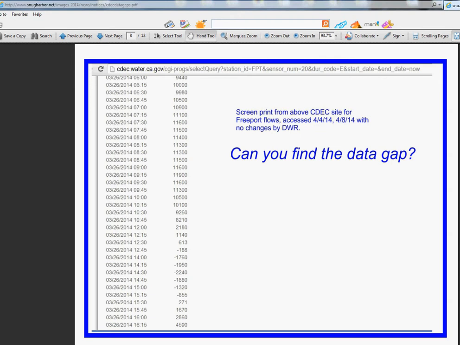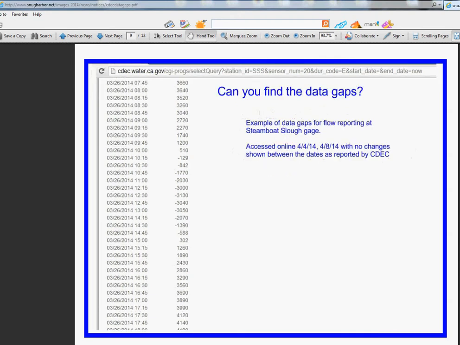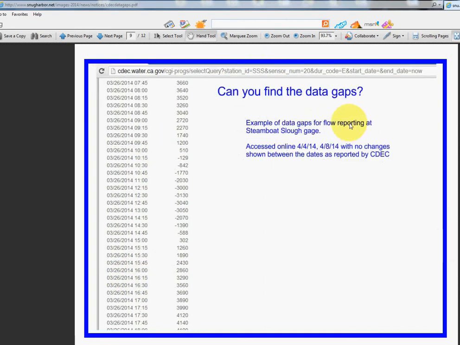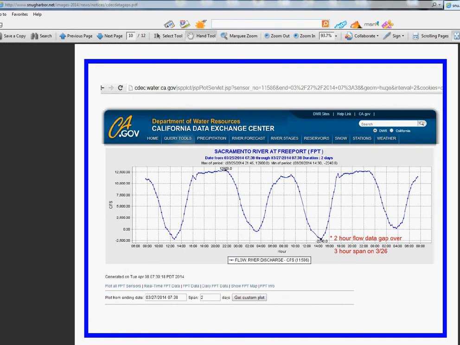So like I said, can you find the data gap? I already showed you this one. Here's another one. Can you find the data gap? Maybe I showed you the last one. Let's see. That's a 26. Oh yeah, okay, so that's at Freeport. This is the 26th at Steamboat, and like I said, you have to look really closely, and all of a sudden there's a gap right there. You go along, and there goes a 13, which is basically 1 o'clock in the afternoon, and there's a gap. So there are actually gaps in other areas.